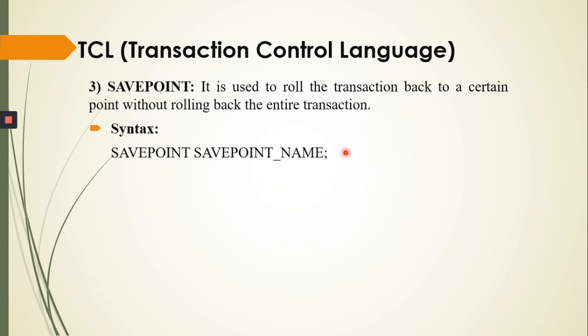In short, using this command we can name the different states of our data in any table and then roll back to that state using the rollback command wherever required. So we have to provide the save point name over here. At that point we can roll back, so not all of the transaction is rolled back. The syntax is simple: savepoint, then the name. So this is the TCL command.